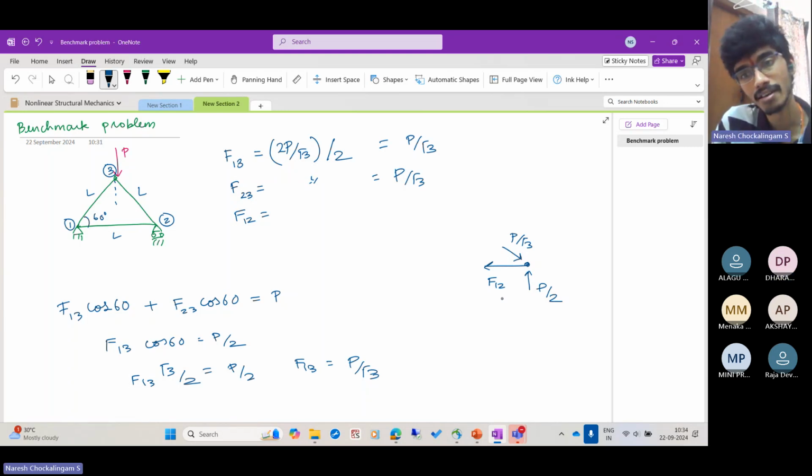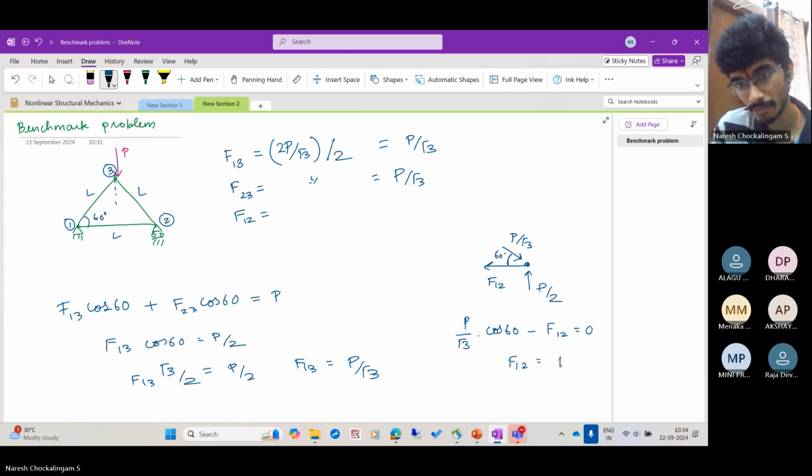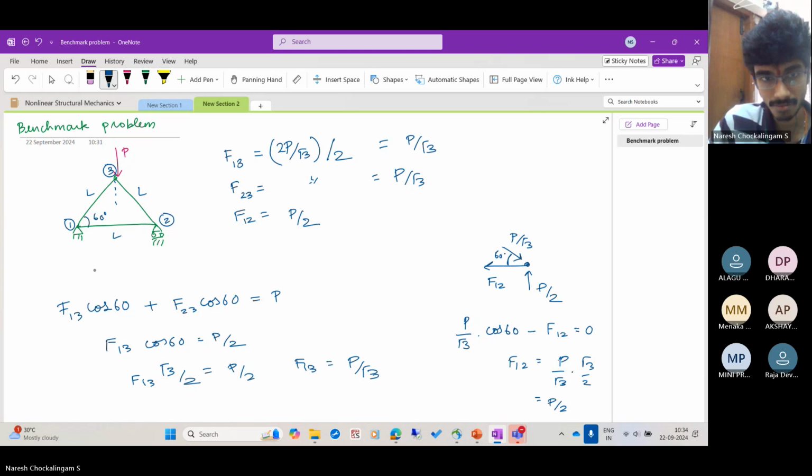No, why is so? This is 60 degrees. It is P by root 3 cos 60 minus F12 is equal to 0, right? So F12 is P by root 3 times cos 60, which is root 3 by 2. So it is P by 2. It's not P by root 3, it's P by 2. Is that okay?